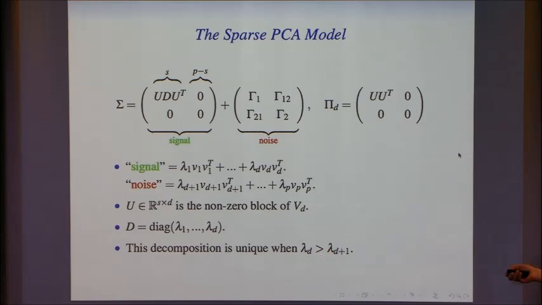And when there is a gap between the D and the D plus 1's eigenvalues, this decomposition is unique. Right? We only want to separate the leading D and the remaining. So this is also a minimal condition we shall have just to uniquely define the goal we're after.